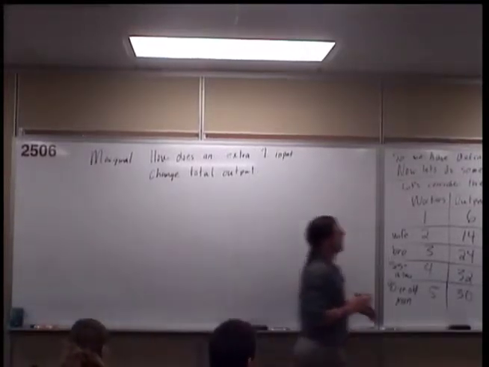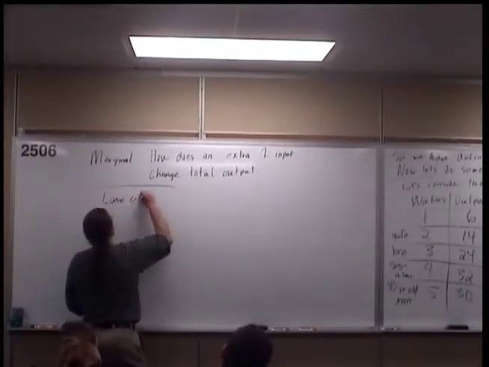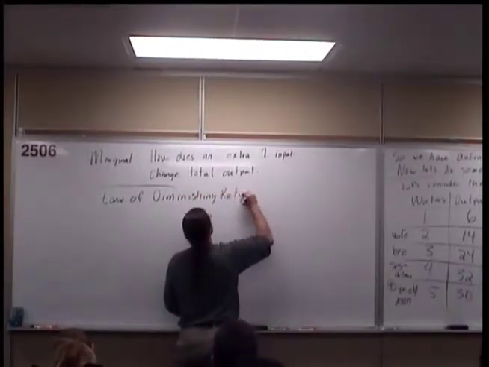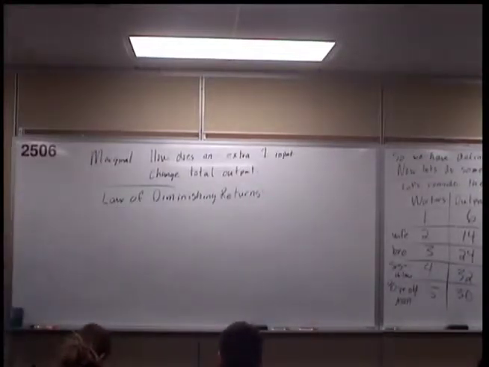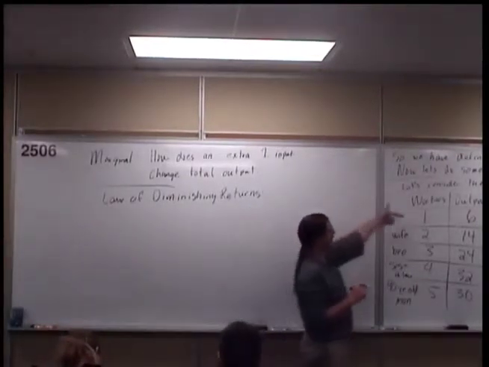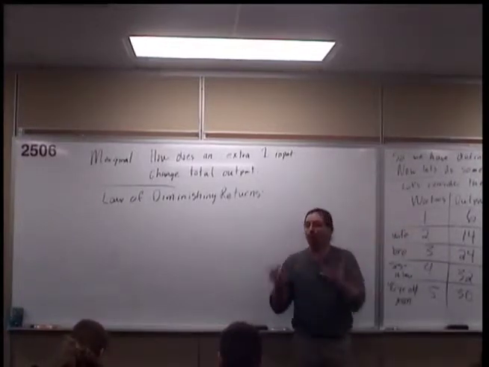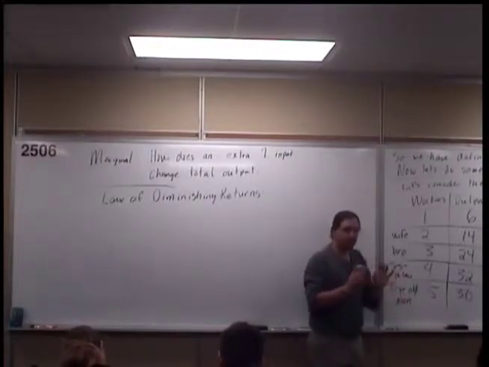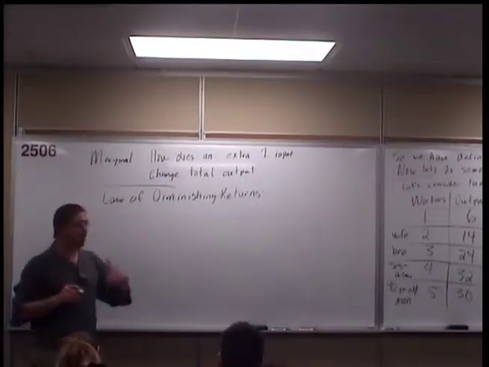So the question here is, where did the law of diminishing returns kick in? One of the things that you will do when you run your own business is try and figure out when the last unit that I added to my input started to decrease marginal output, not total output. All right? So the law of diminishing returns is where the marginal output shrinks.